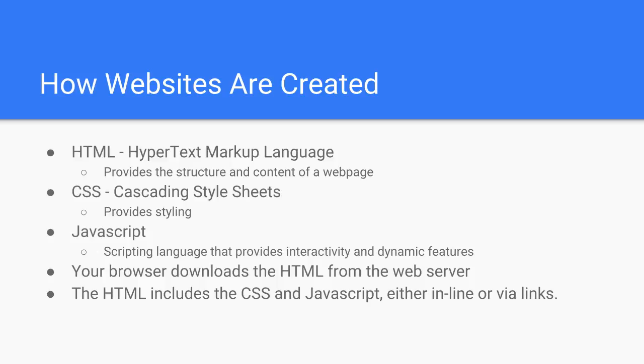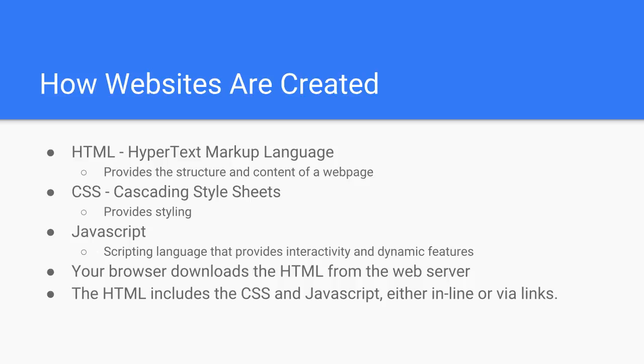So really three basic technologies are used for websites. The first is HTML, which stands for Hypertext Markup Language. This provides the structure and the content of a web page. Really important: these things aren't bolded, but you should probably know the difference between these three and what each of them provides. So HTML provides the structure and the content. When we talk about HTML, we're talking about structure and content.